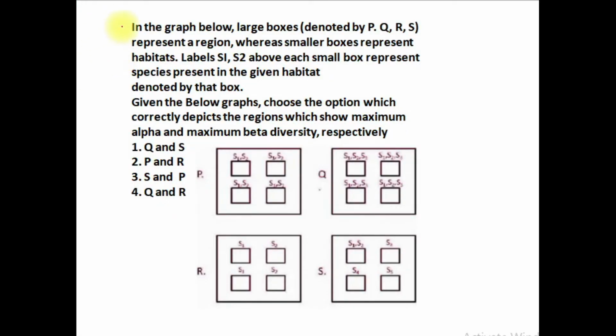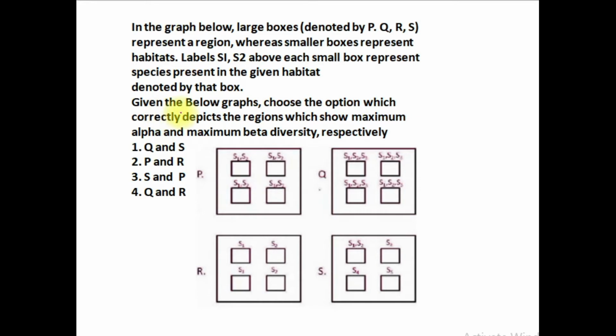In this question it has been asked: in the graph below, large boxes denoted by P, Q, R, S represent regions, whereas small boxes represent habitats. The big box is the region and the small boxes are the habitats. Labels S1 and S2 above each small box represent the species present in that given habitat, and S1, S2 are the number of species present in this habitat.